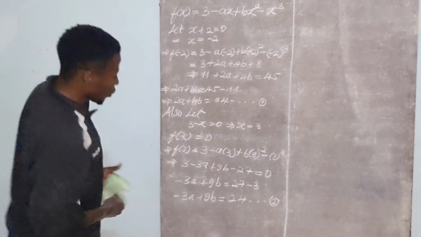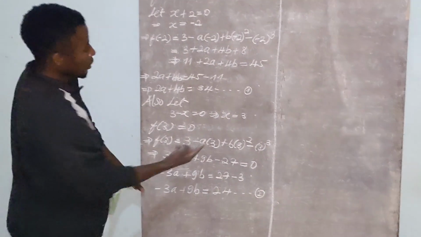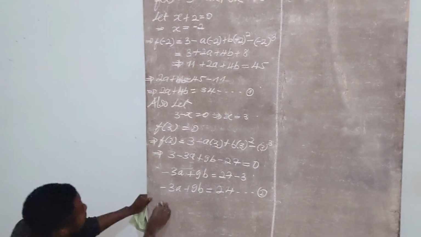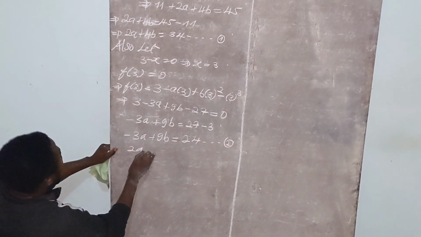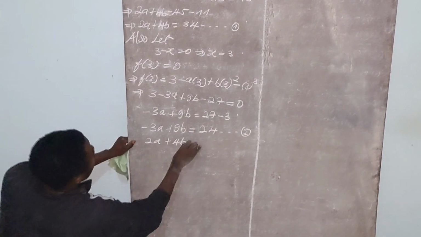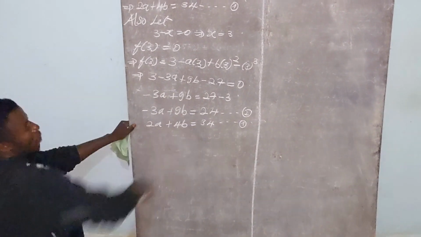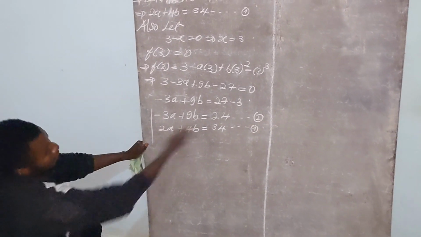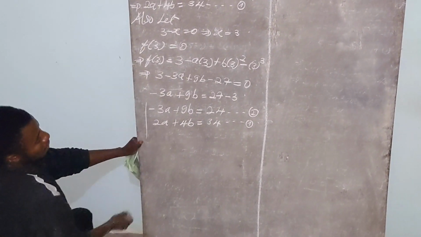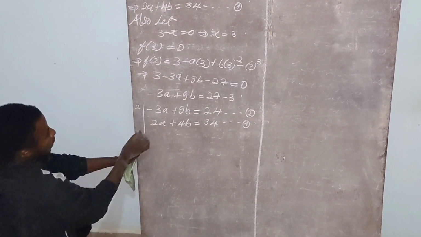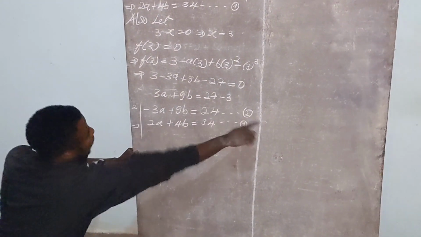Good. Now to solve the two equations simultaneously, I am going to bring them together so that we can easily solve them. So from this point, I will bring equation 1 down. Equation 1 says we have 2a plus 4b equals 34. This is equation 1. So I'm going to solve these two equations simultaneously. You see that I can use the elimination method here. I will interchange the coefficients of a. If I want to eliminate a, here will be 2, here will be minus 3.